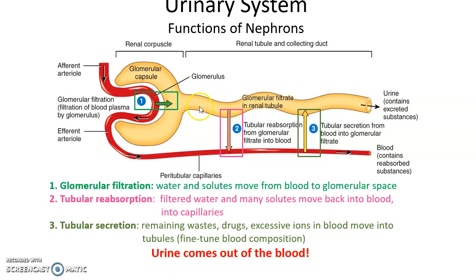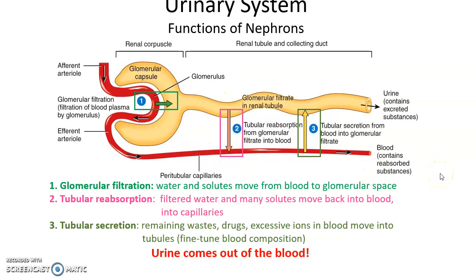Then, at the beginning of the renal tubule, we have tubular reabsorption. Tubular reabsorption, fluids and materials leaving the nephron and returning to the bloodstream. This is primarily water with many of the solutes that the blood needs, the electrolytes, and especially the nutrients. So going from the nephron to the capillaries.